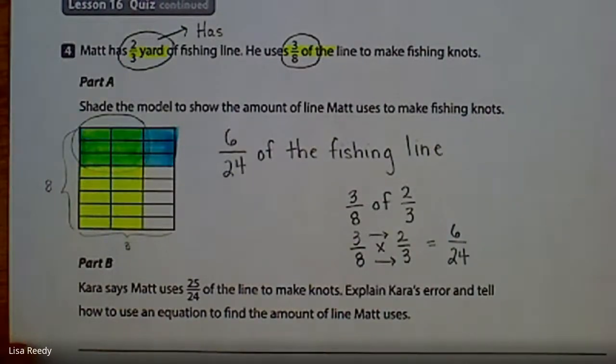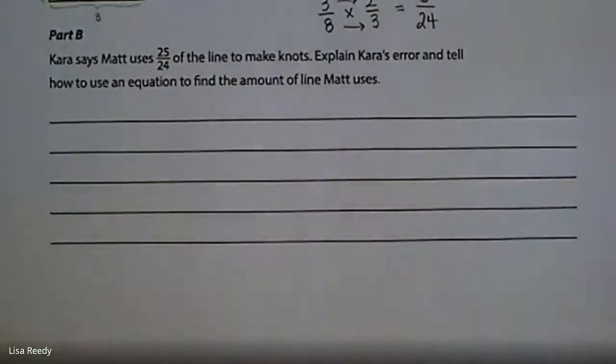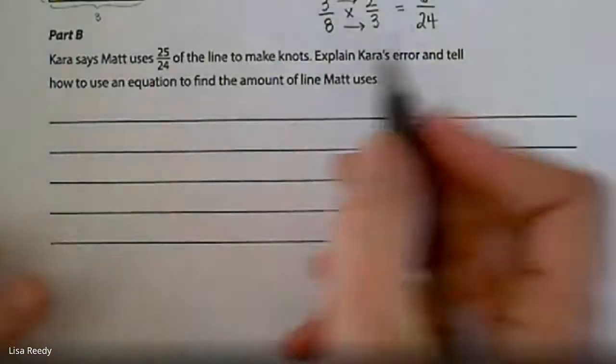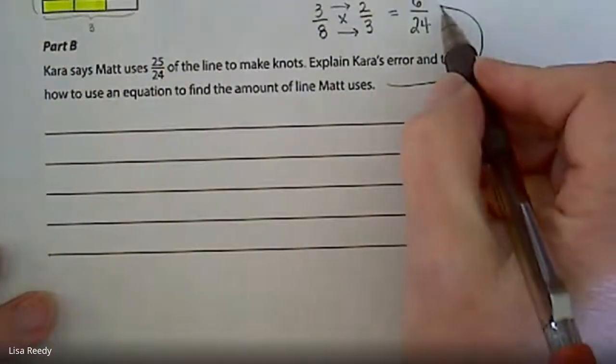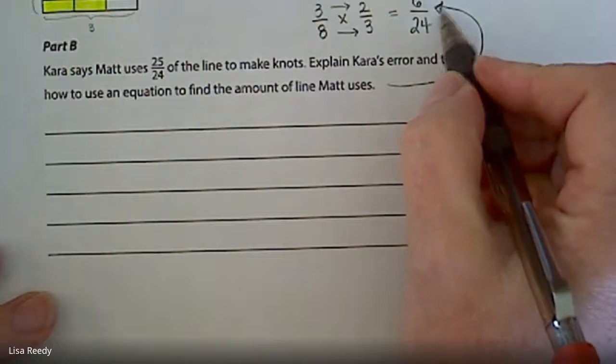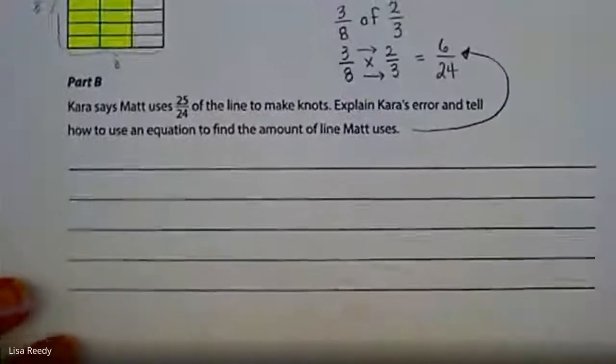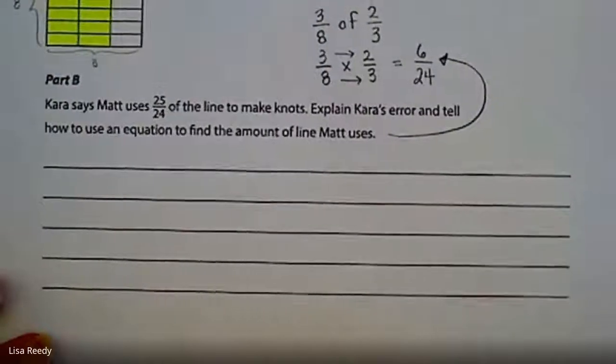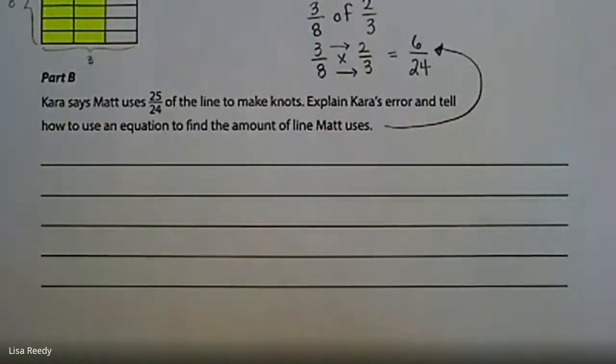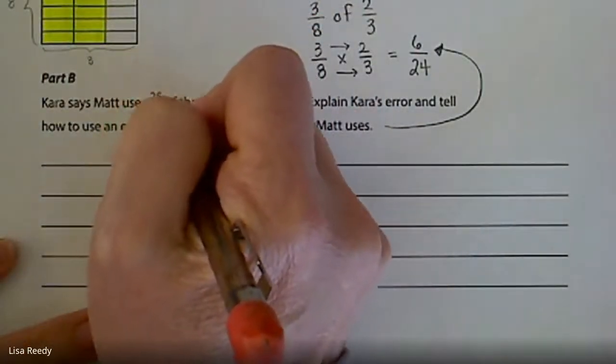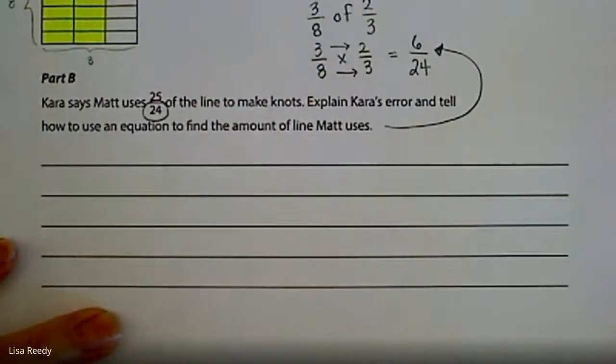Okay? So when we look at the second part of this, it says, Kara says Matt uses 25/24, well, she says that that's what he's using, 25/24. Explain her error and tell how to use an equation to find the amount of line Matt uses. Now, we already found this part. How do we use an equation? We know we have to multiply. That's what this lesson is about, isn't it? So we knew that that was right. But what did she do wrong to get 25/24? Now, this is kind of tricky because it's not something that you can see automatically. But when I look at this and I see that they have 24 in the denominator, it makes me think that maybe Kara thinks that he should add because we have a common denominator of 24.